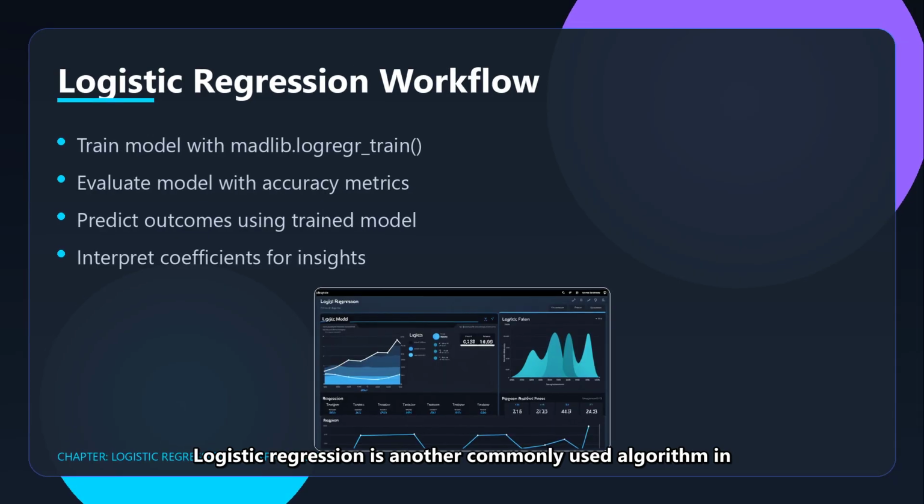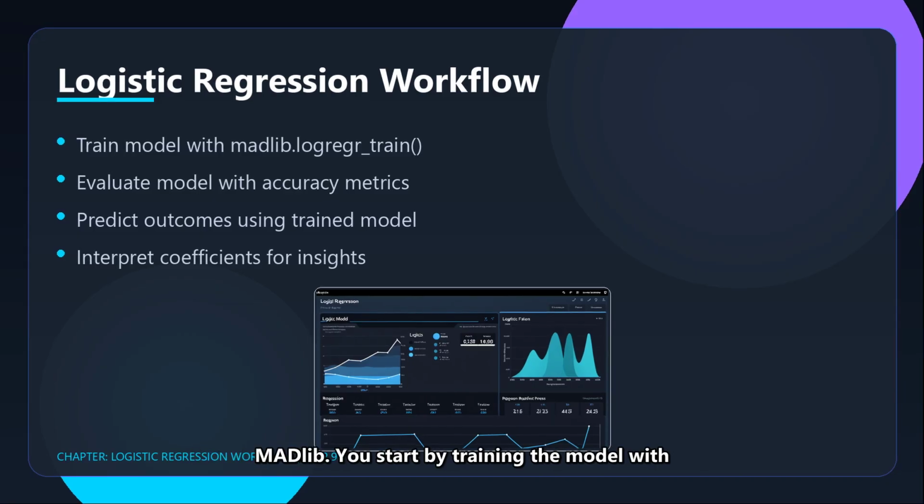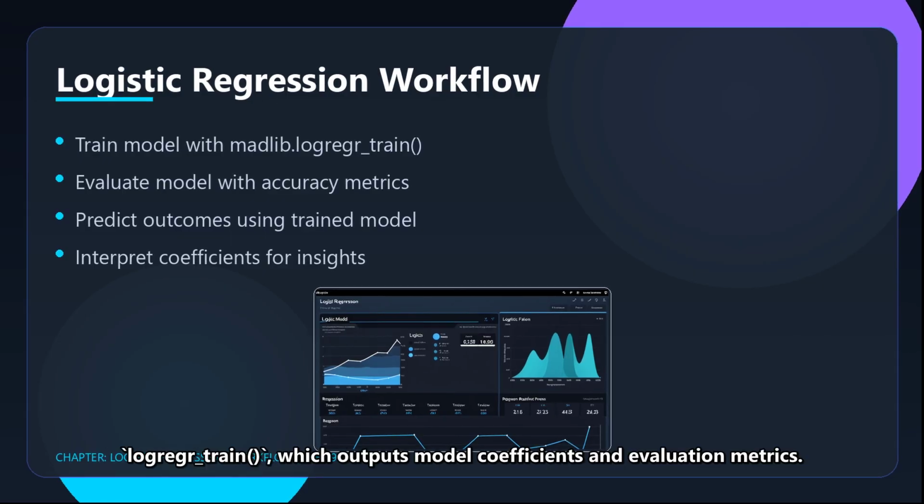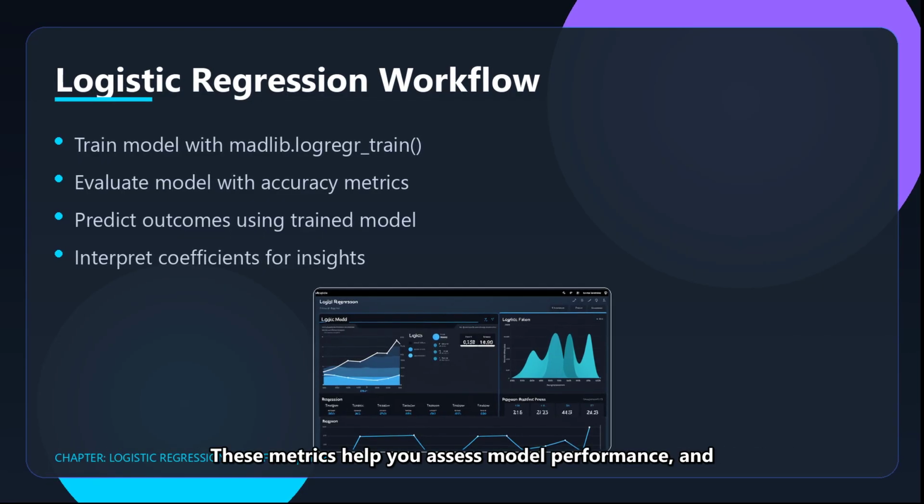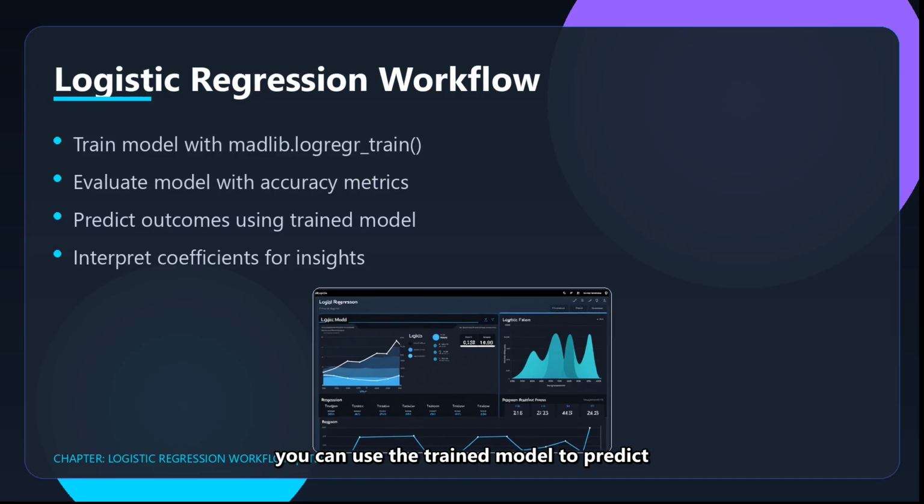Logistic regression is another commonly used algorithm in Madlib. You start by training the model with logreg_train, which outputs model coefficients and evaluation metrics. These metrics help you assess model performance, and you can use the trained model to predict outcomes for new data, all within SQL.